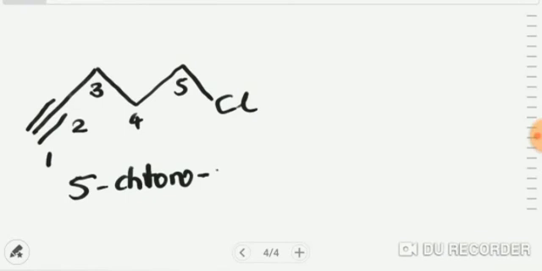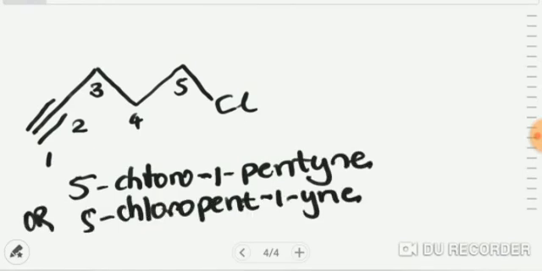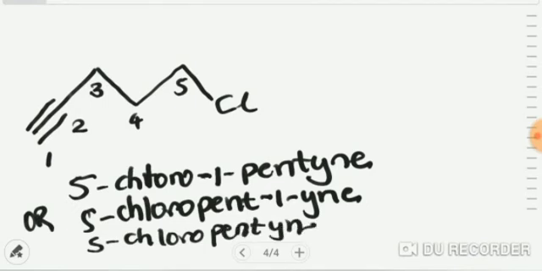5-chloro, 1-pentyne. So there are different ways in which you can name this, due to the positioning of the functional group. Another way you can do it is to just put 5-chloro and exclude the 1 before pentyne. Automatically, the reader will know that the functional group is on position number 1. So let's go to the next one.